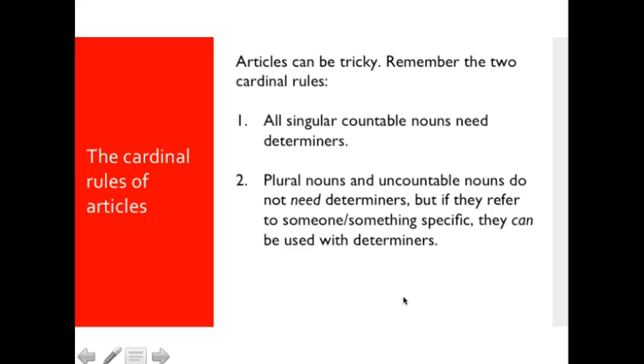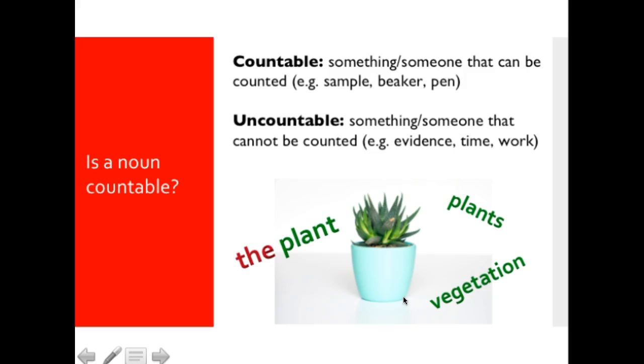And then plural nouns and nouns that cannot be counted do not need determiners or articles. But if they are referring to something specific, you can use determiners or articles. So I know that sounds a little bit confusing. We're going to ground this with some examples.